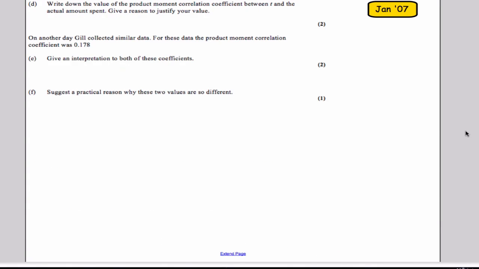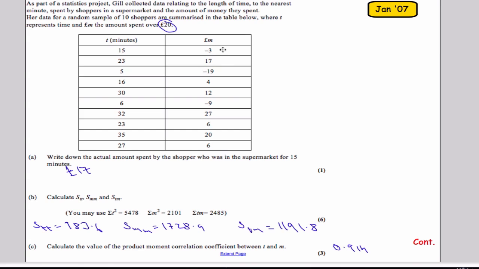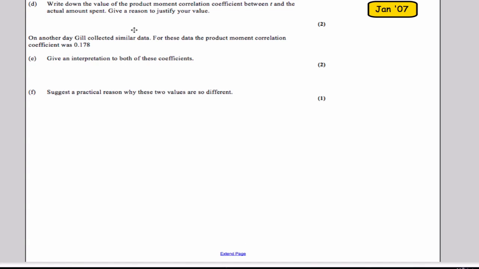Excellent. Alright, write down the value of the PMCC between T and the actual amount spent. Give a reason to justify your value. Now the actual amount spent, I'd have to add 20 to all of these. So in other words, it was coded. So it's going to be the same because coding doesn't affect the PMCC. So it's still going to be 0.914 as coding does not affect PMCC.